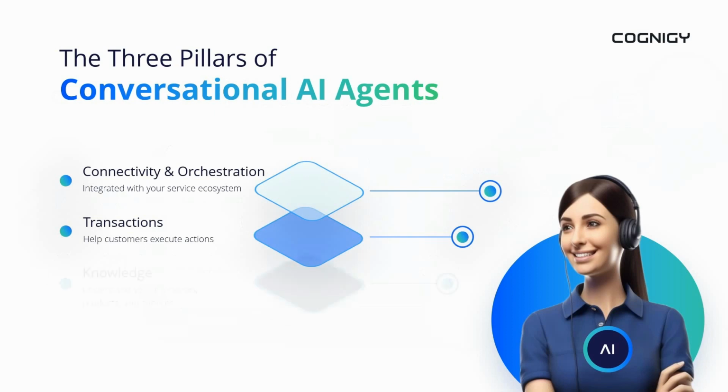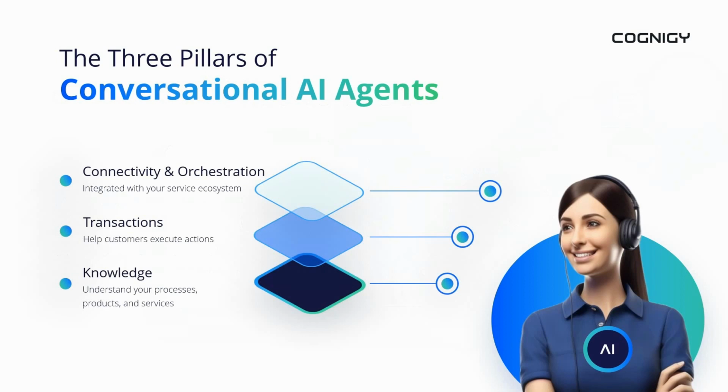But that's not all. In almost all cases, there's a third block, and that is knowledge. It means that an agent should be understanding what a customer is asking for and be able to deliver an accurate and correct response. So they should be able to answer questions based on enterprise knowledge. And as a side note, these building blocks are the same for human agents as well as for AI agents. Both need to connect, both need to be able to do something, and both should know about processes, products, or services.